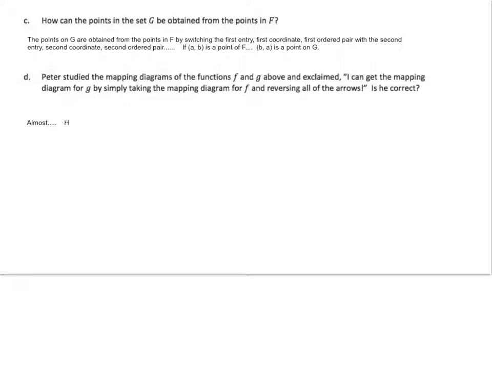It's true, you can reverse the arrows, but he also needs to switch the domain and the range labels, right? So the labels for f are just flipped for the labels for g because the input and output are also flipped. So change the labels. The labels show that the range of f is the domain of g. The domain of g is the range of f. Cool? Cool.